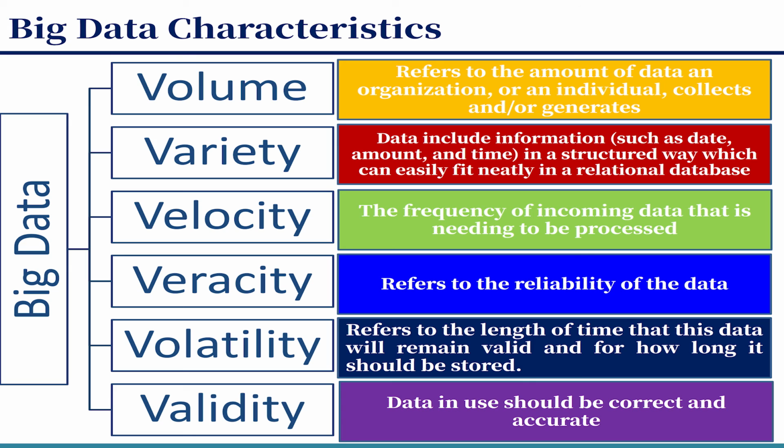We categorize data. Data includes information such as date, amount and time in a structured way, which can easily fit neatly in a relational database. Velocity is the frequency of incoming data that needs to be processed. Veracity refers to the reliability of data, meaning how reliable the data we are going to use is. Fifth, volatility refers to the length of time that the data will remain valid and how long it should be stored.